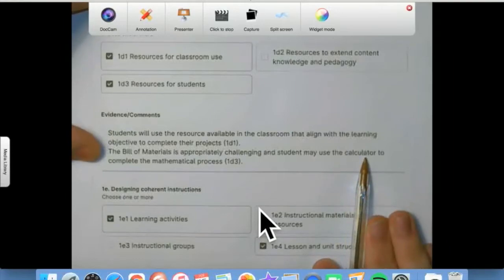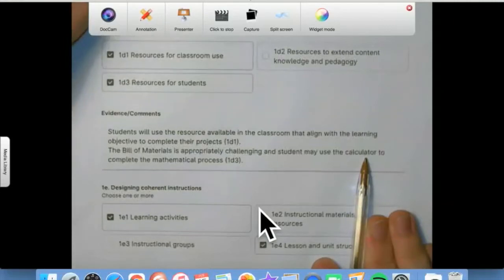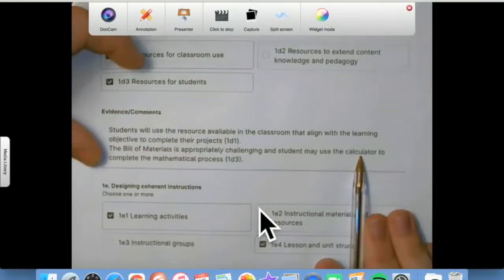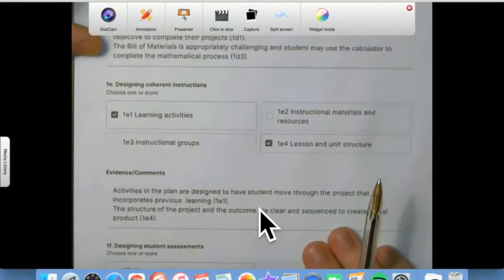Okay, I always allow calculators. I don't think we should do mental math if we don't have to. I've never been a big fan of math, so I'd rather have them be able to get it accurate than to be able to do it in their heads. Okay. Right. Coherent instructions.